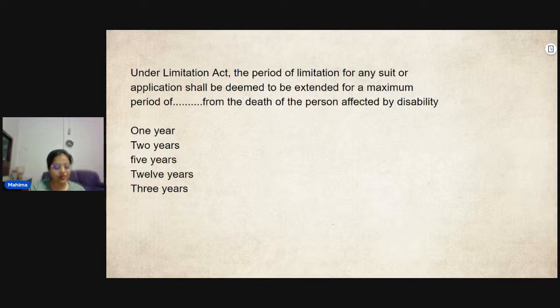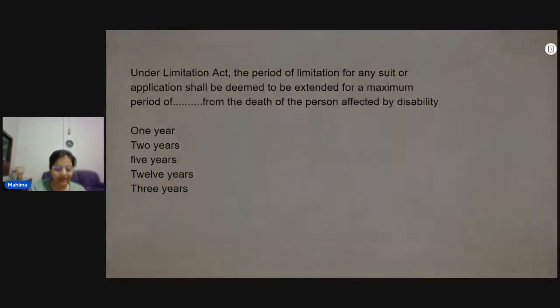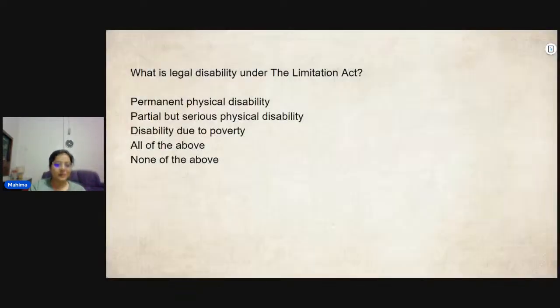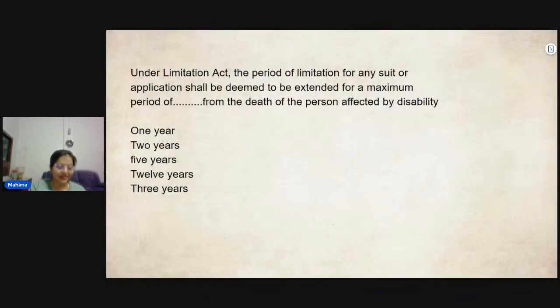Acha, insanity is not a physical disability, it is a mental disability. Don't get confused, Shubham. Do not get into so much technicalities. It is a kind of disability only, which is included under the Limitation Act.